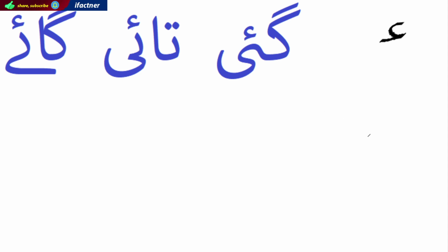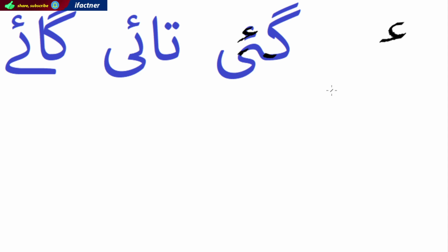Hamza doesn't appear in the beginning of the word or at the end of the word. Therefore, we will discuss its position when it appears in the middle of the word. So you need to add a connector and then put Hamza on top of the character, and it makes a sound of A. It makes the sound longer.